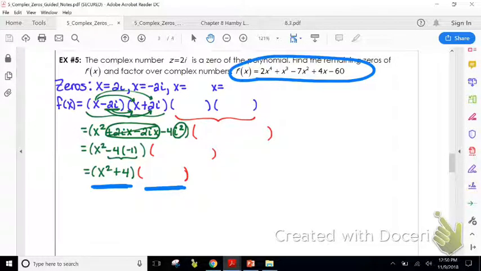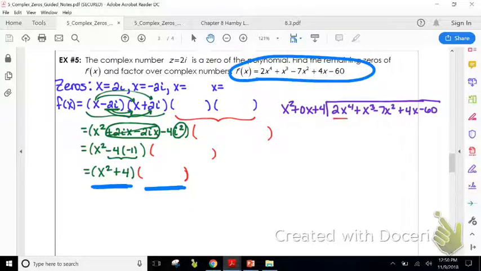Let's set up our long division. So now be careful, because what's going to go on the outside? X squared plus 0x plus 4. Remember, they have to be in descending order, with every variable accounted for. And then we have inside the 2x to the 4th plus x cubed minus 7x squared plus 4x minus 60.